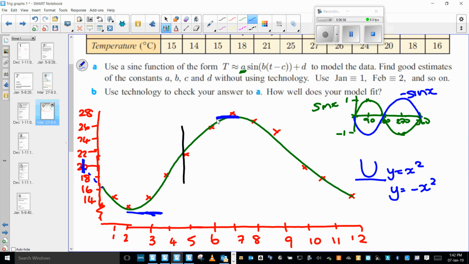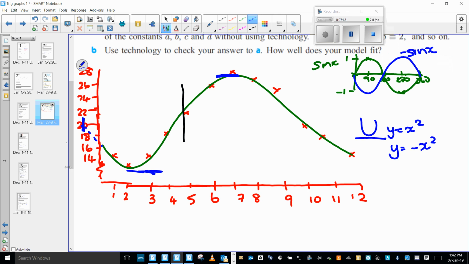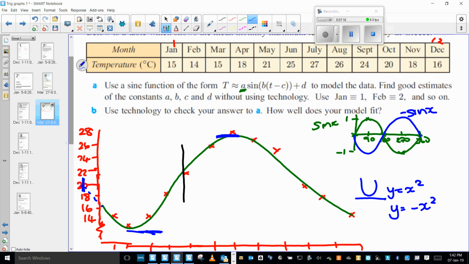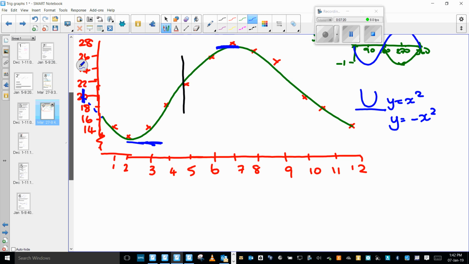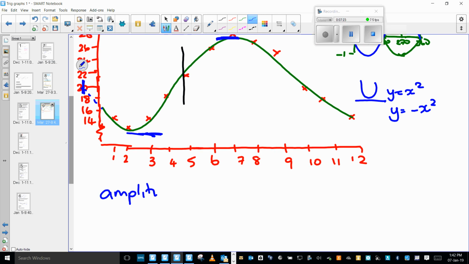So for the green graph, this was our max, this was our minimum, and it was halfway in between. So that was a whole value of 2, and it was 1. We're going to have a look to see what our value of A would be. What was our very maximum point? 27. So we write here: amplitude is the maximum, subtract the minimum, divide it by 2.